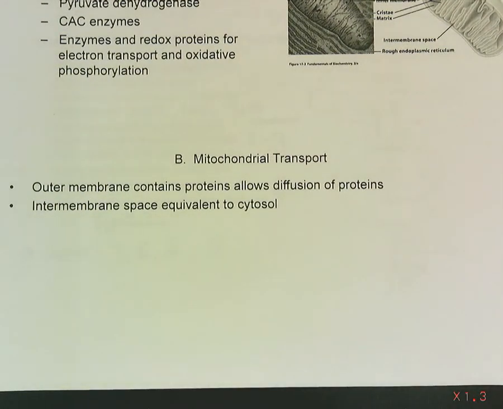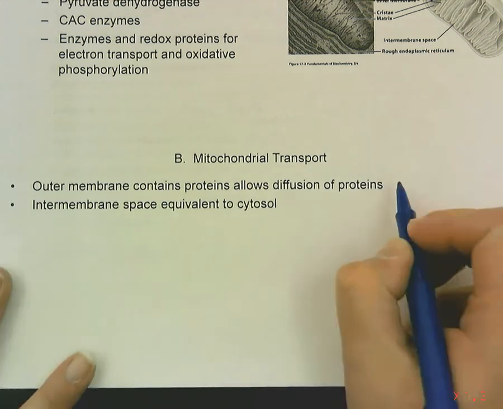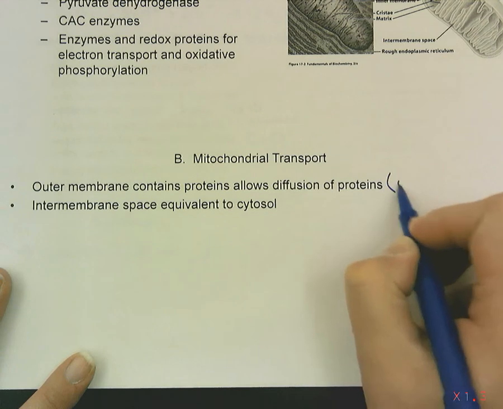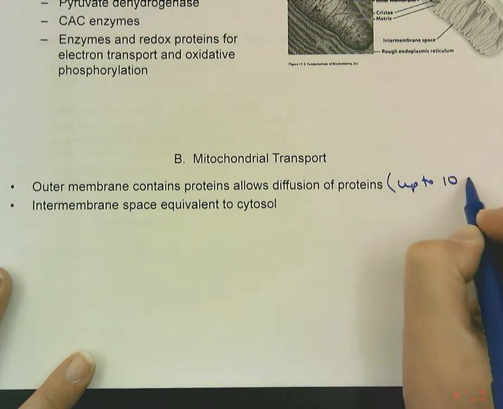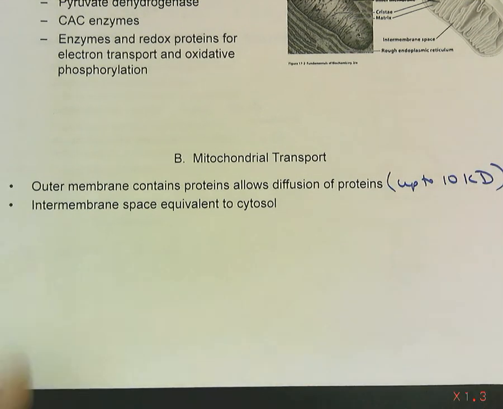And the outer membrane is used to diffuse proteins back and forth across. Proteins up to 10 kilodaltons. So as we make things in the mitochondria, we're able to export some of them back out to the cytosol.